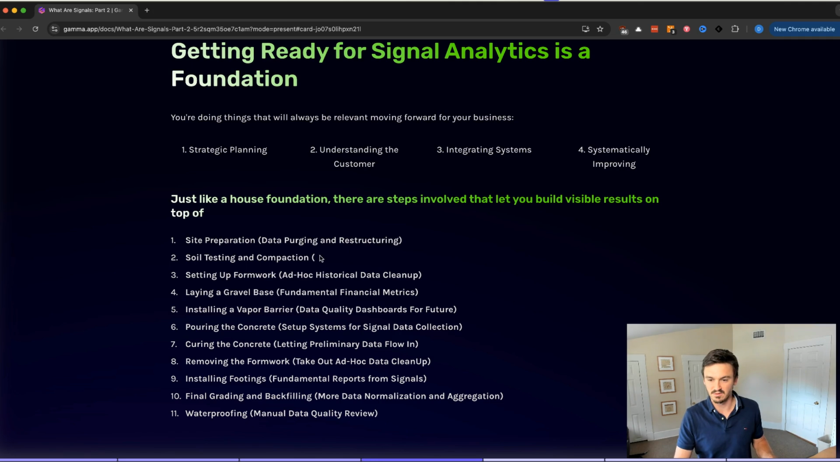So 1 is site preparation, which would be data purging and restructuring. So you come into an existing data set. If you're running signal analytics, that means you're at a certain level of success, because that's when it's worth it to invest in the entire signal analytics process. Otherwise, you have other things to focus on before that. And so you're going through this data. You're not doing anything crazy in terms of setting up systems differently. You're just pulling data from your systems.